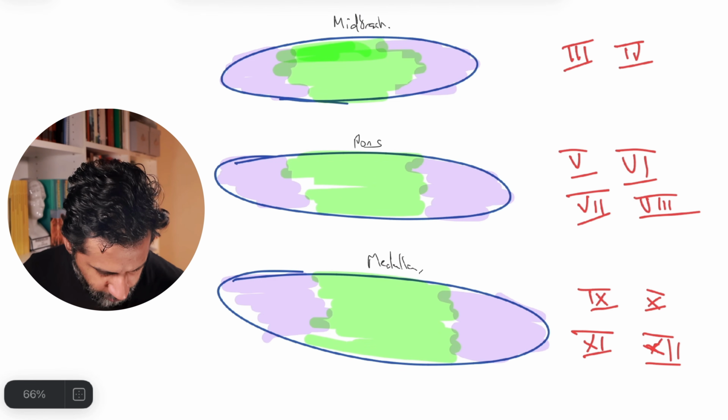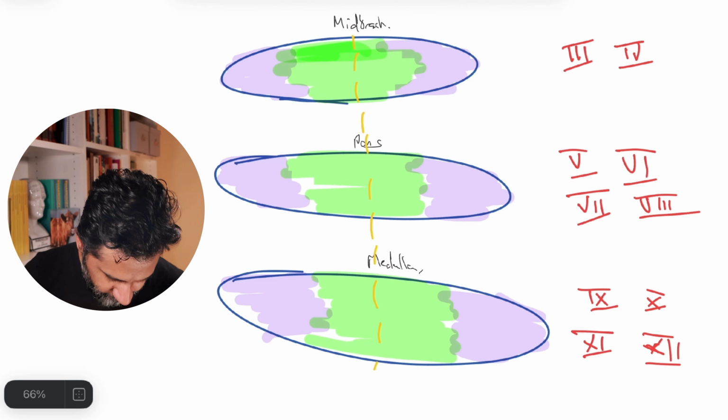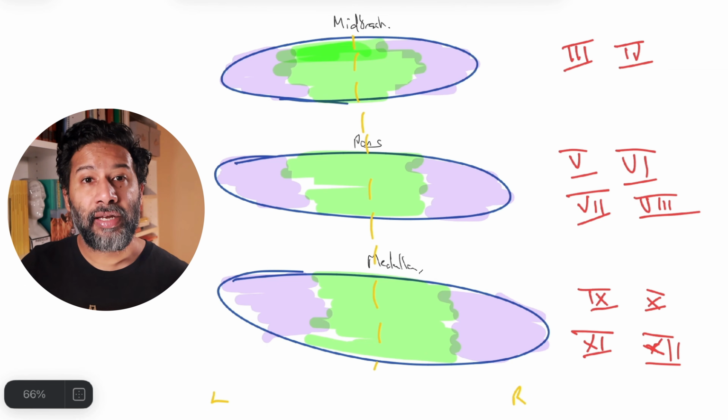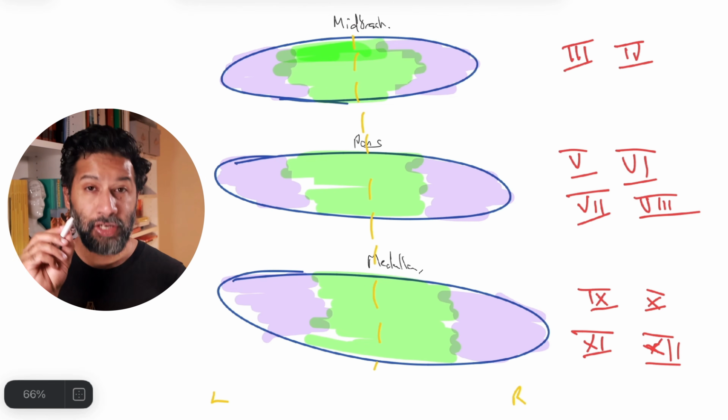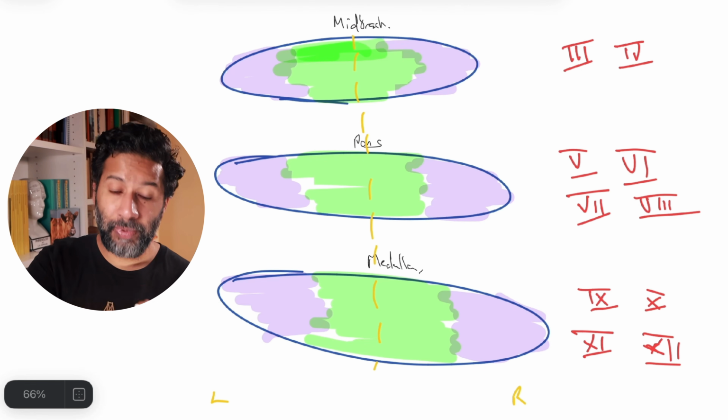I'm actually just going to put a nice dotted line down the middle. I'm going to say this is left, and this is right. So that's our midline, and that's our side. The next thing I do in this stage is put the cranial nuclei into the brainstem itself.